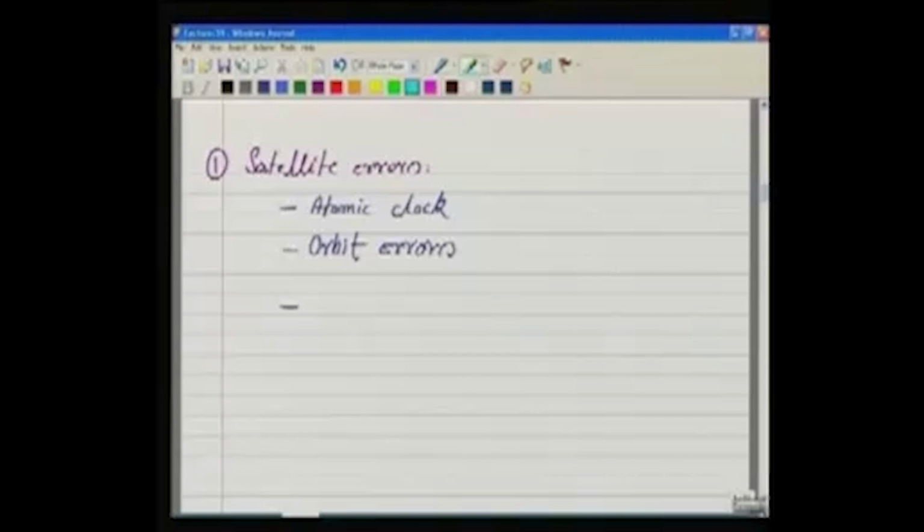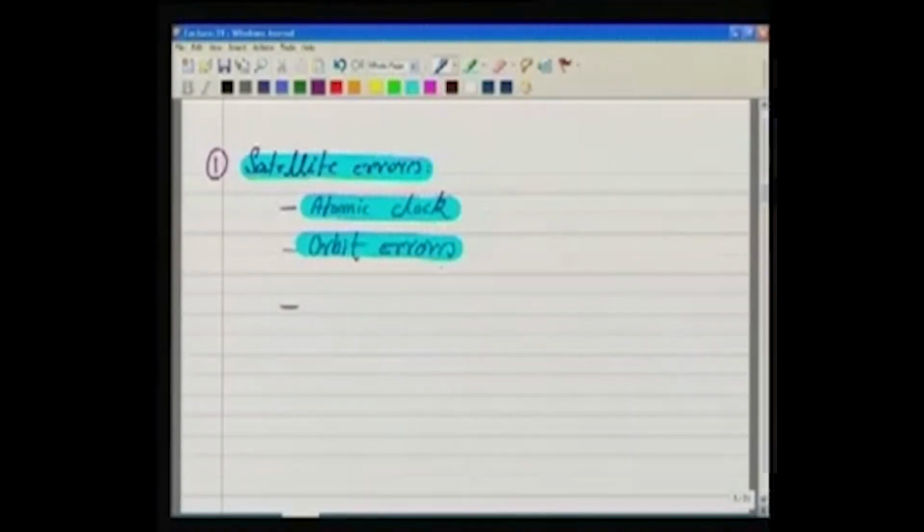What we will do now, we will go one by one. So first of all, it is the satellite errors. There may be error in the satellite because of its atomic clock. Though it is very precise, still there may be some error in the atomic clock. As well as there will be orbit errors. When we are predicting the orbit, we know it is a stable orbit and we are predicting that, but in the prediction there will be errors.